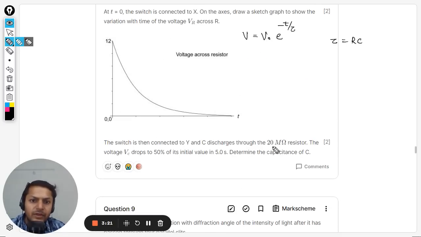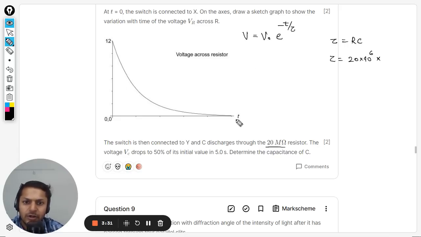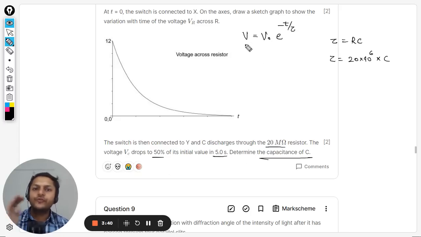The resistance value is given, 20 into 10 raised to power 6. What is the capacitance value? Determine the value of C. So we have to find C. The time is given as 5 seconds and the value of the voltage drops to 50%. So this will be V naught by 2.